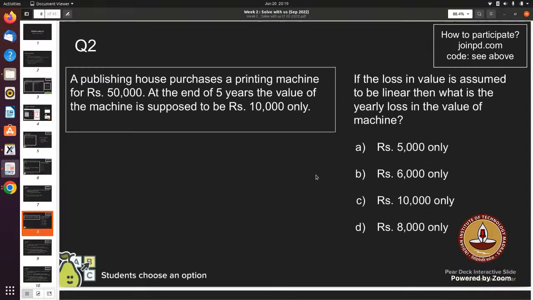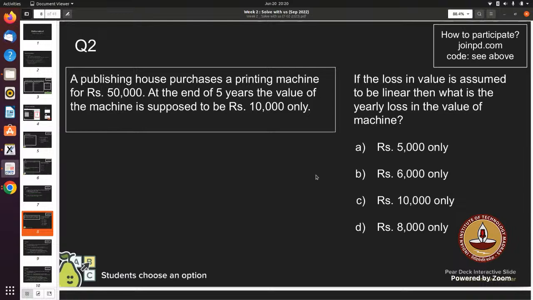Now, this one. A publishing house purchases a printing machine for rupees 50,000. At the end of 5 years, the value of the machine is supposed to be rupees 10,000 only. So, as it is getting older, the value is decreasing. The loss in value is assumed to be linear, so in each year the value is dropping linearly. Then, what is the yearly loss in the value of the machine?